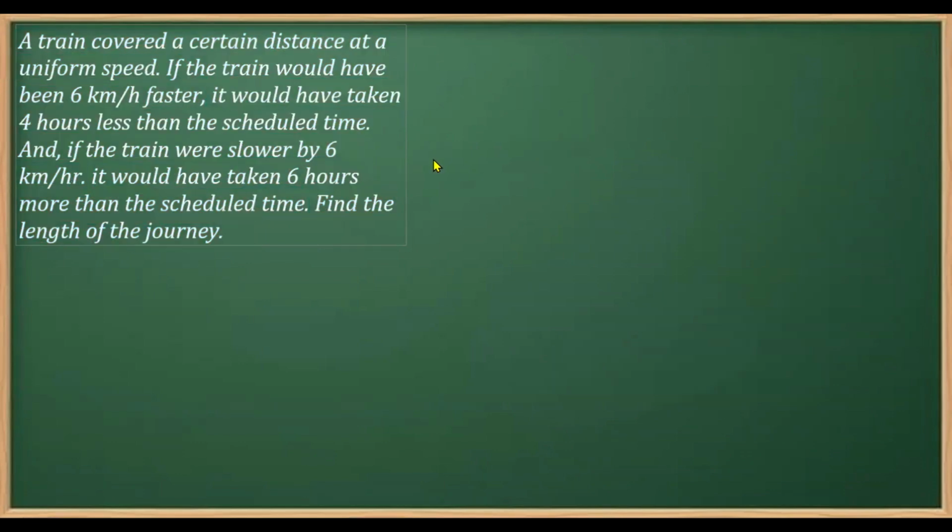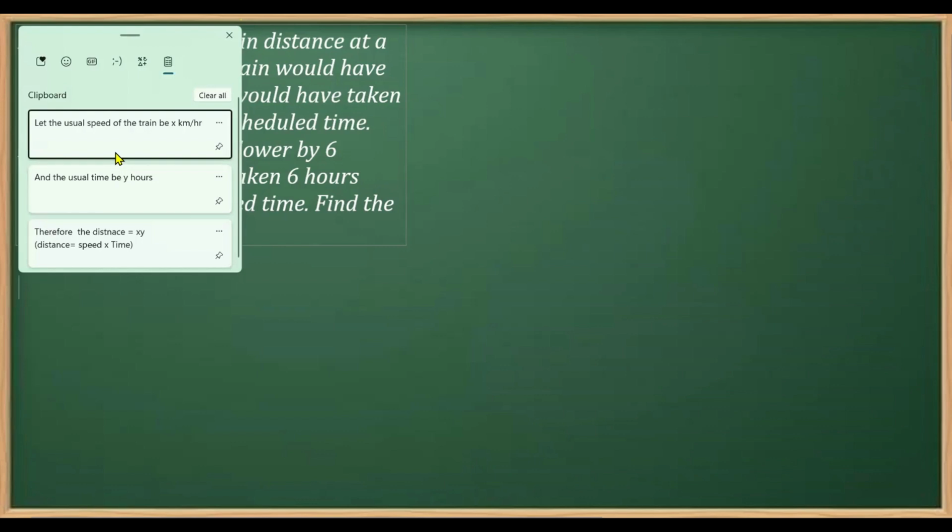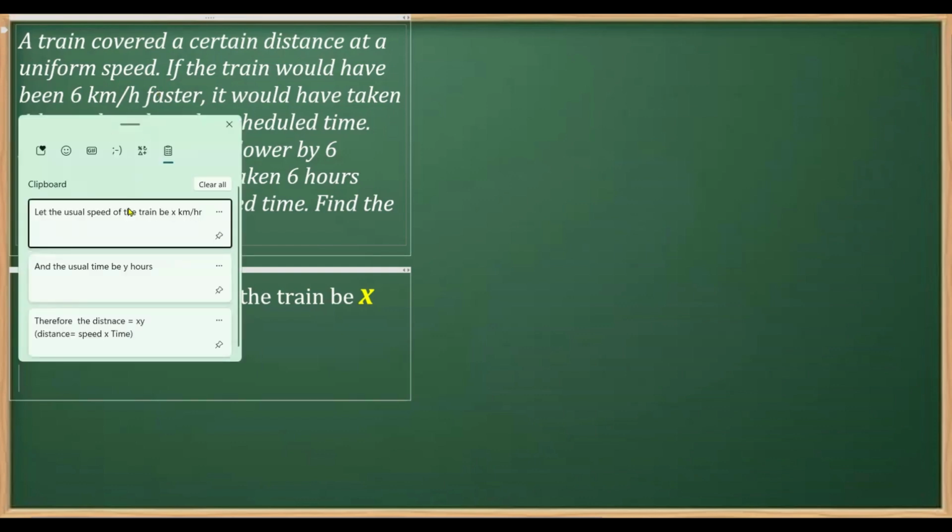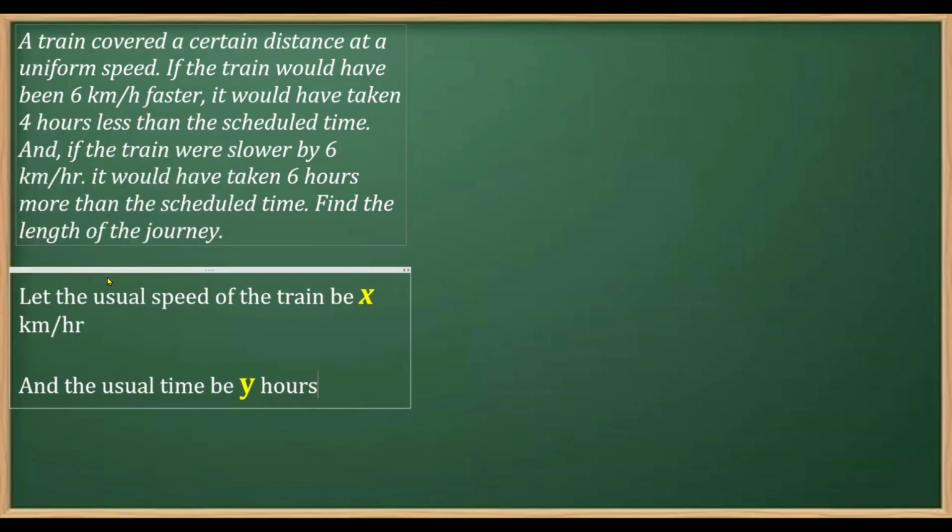Now, most of you get confused and think this is a question from quadratic equations, but let me tell you, this is not a question of quadratic equations. So let's say I take the usual speed as x kilometer per hour, and then I take the usual time as y hours.